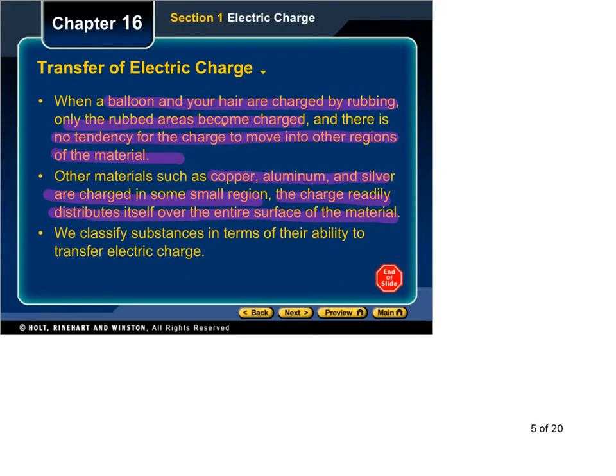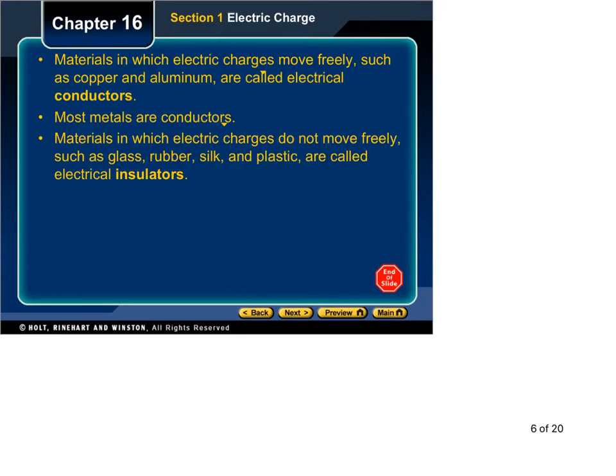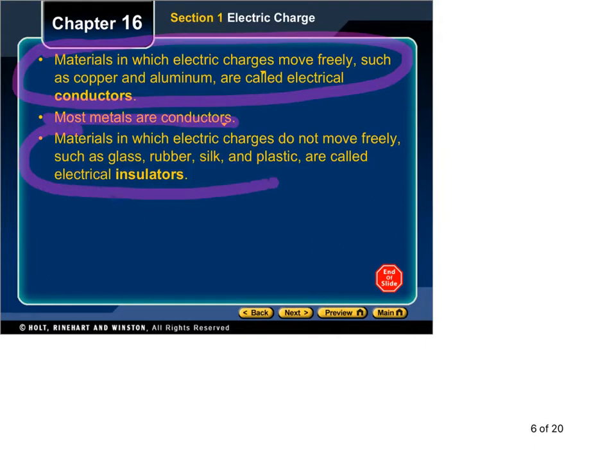We can classify materials by their ability to transfer electric charge. Materials where the electric charge moves freely are called conductors. Metals such as copper and aluminum are excellent conductors. So, most metals are conductors. And materials where the charges don't move freely, such as glass, rubber, silk, plastic, we call those insulators.